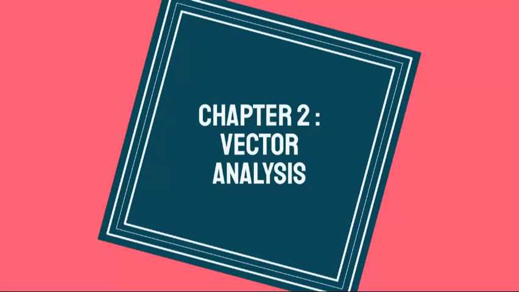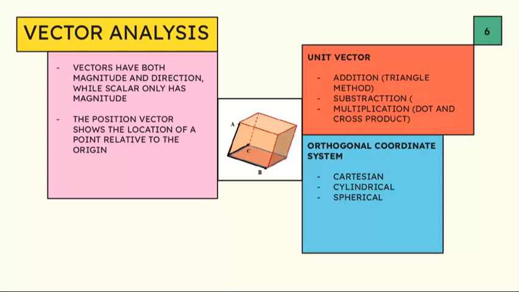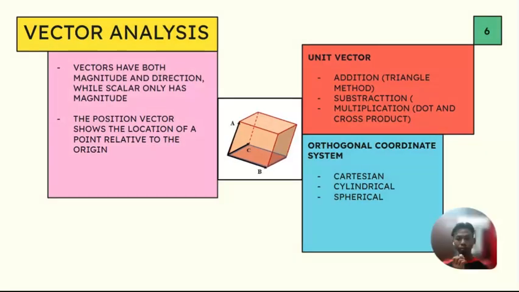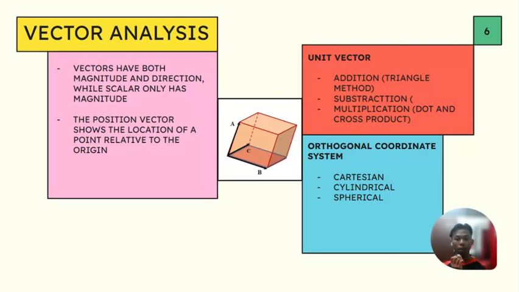Now we will go to chapter 2, which is vector analysis. In electromagnetism, vector analysis is an essential mathematical tool that helps us describe physical quantities such as force and fields. Unlike scalar quantities, which only have magnitude, vectors possess both magnitude and direction. This distinction is important when analyzing electric and magnetic field, as they are vector fields.